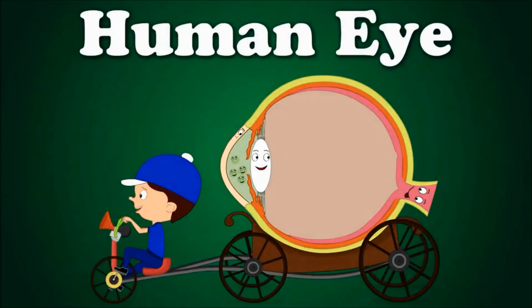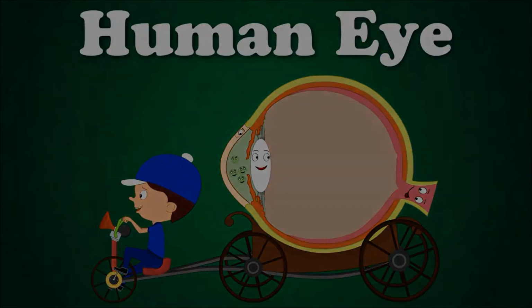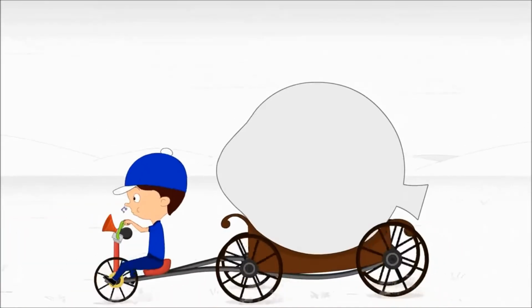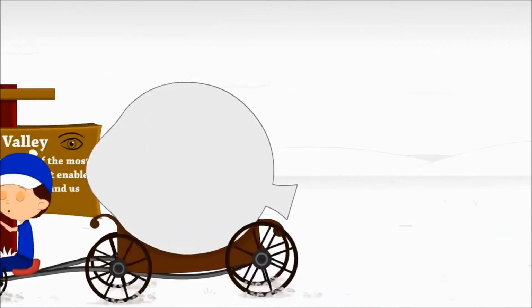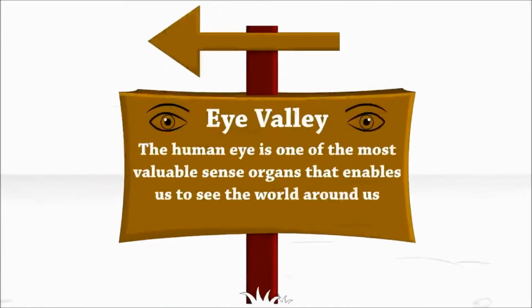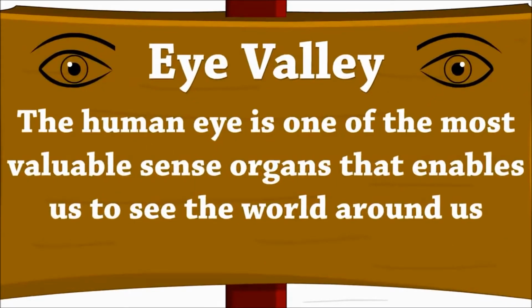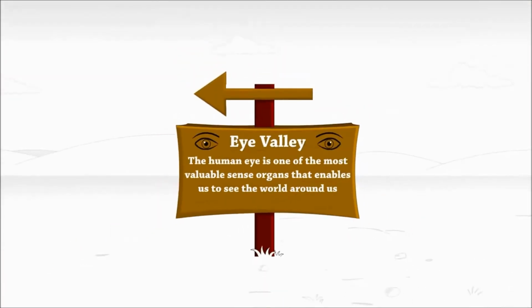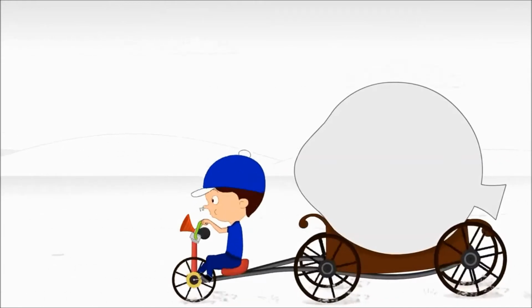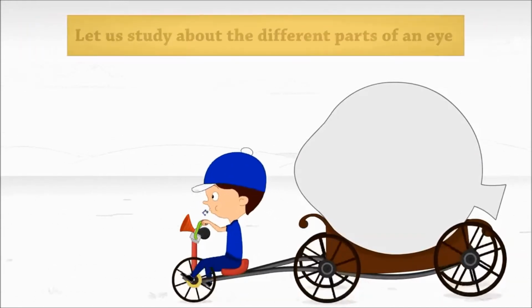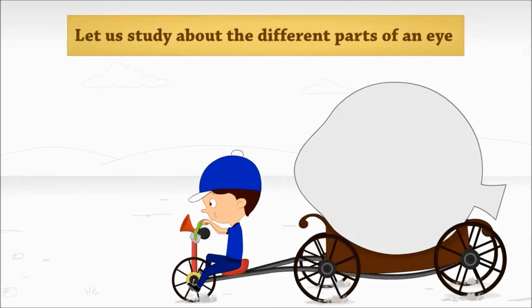Our topic for today is human eye. The human eye is one of the most valuable sense organs that enables us to see the world around us. Let us study about the different parts of an eye.